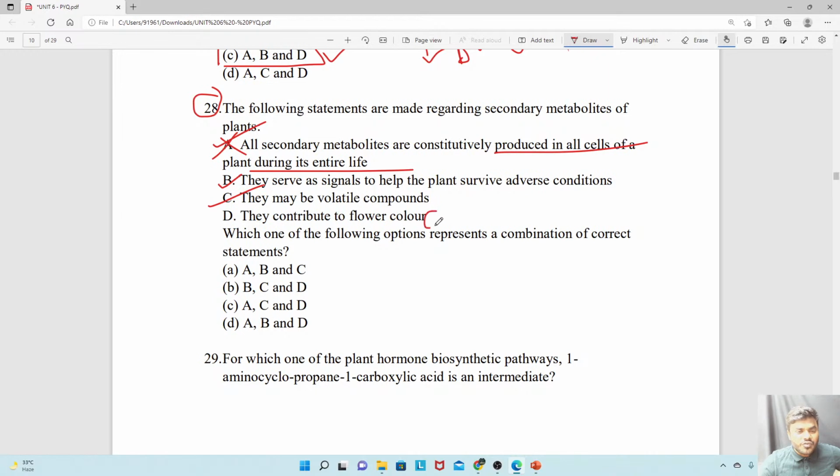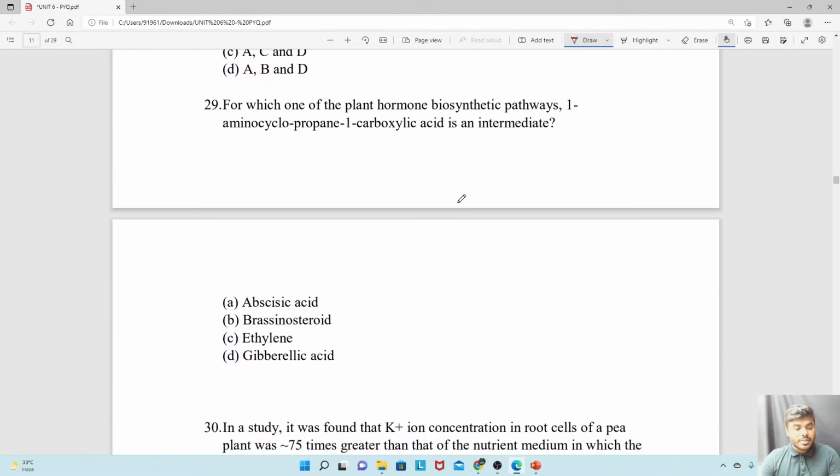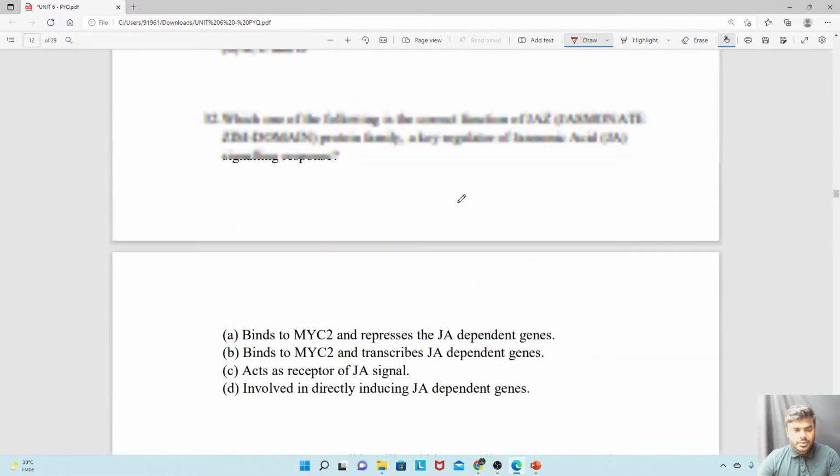Option D, they contribute to flower color. What is the best example you can take? Anthocyanin, which is a type of phenol. What is phenol? A secondary metabolite. So D is also a right statement. So B, C, D are correct. None of the secondary metabolites is released by the plant body every single time. Always remember that. That's a good point, friends.